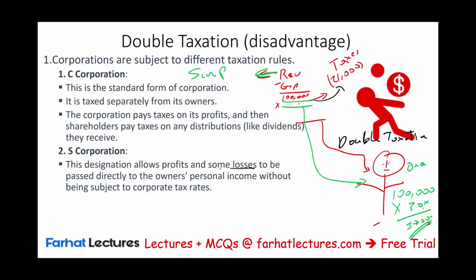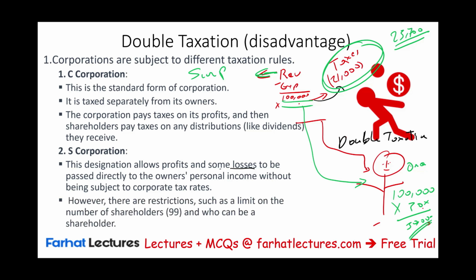Versus the C corporation, you remember, the corporation paid $21,000, and I believe the owner paid $23,700. So notice that's way more than $30,000. So this is how the S corporation is different, because it's taxed only once. However, why are not all corporations S corporations? Well, hopefully you know that for an S corporation, there's a limited number of shareholders, up to 99, and the type of shareholders is limited. You cannot be a corporation, you cannot be a trust, you cannot be a foreign entity. There are many restrictions, and that's why not all corporations are S corporations.